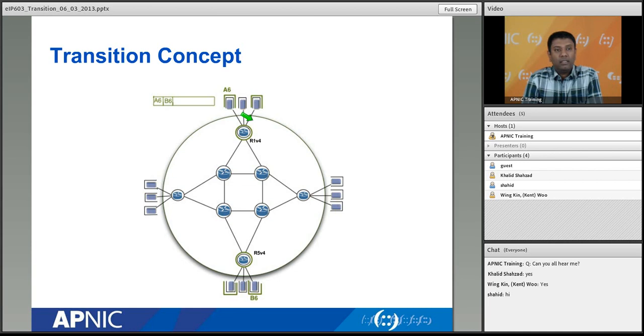So what is the option? What can we do? We have a technique called tunneling. How does the tunneling work? From this router R1 V4, we can create a tunnel up to R5 V4. What does that tunneling mean? The V6 packet that the machine is creating, this V6 green packet, router R1 will add a header on top, and that header is a V4 header, right?